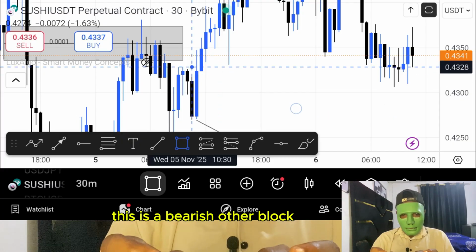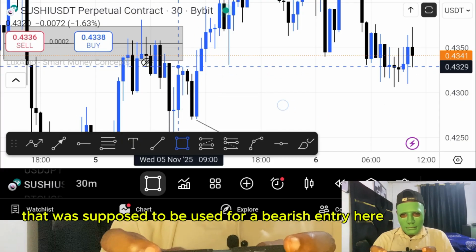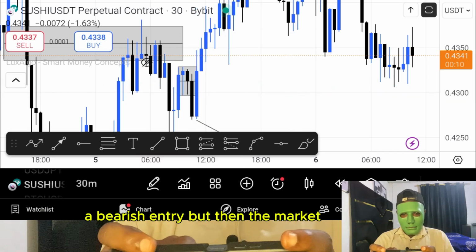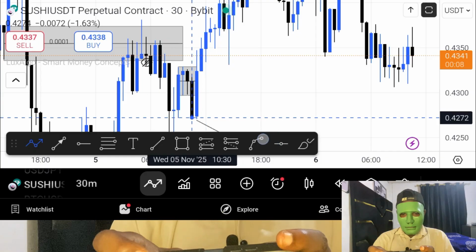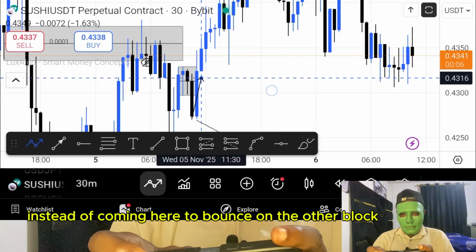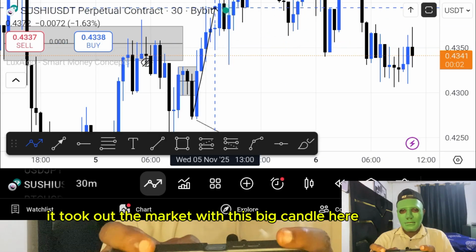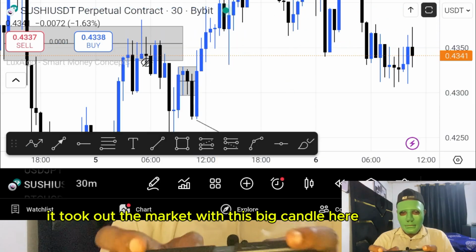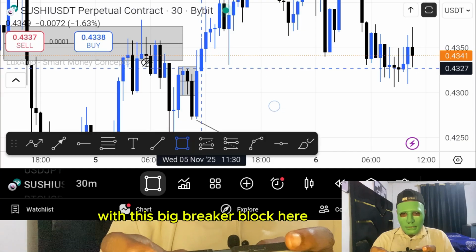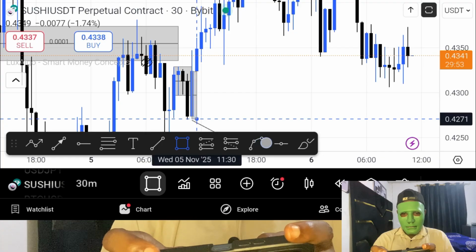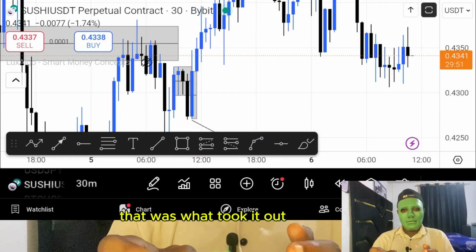Now look at this particular point. This is a bearish order block that was supposed to be used for a bearish entry here, right? The market was supposed to come here, bounce on the order block and go down, but instead it continued going up. It took out the order block with this big candle here, this particular big breaker block. That was what took it out.